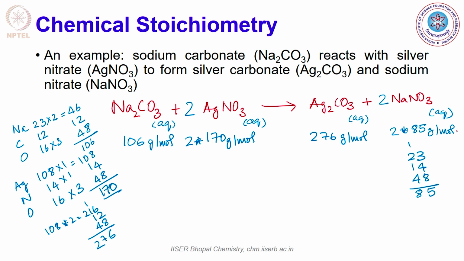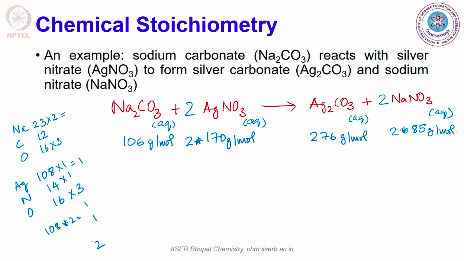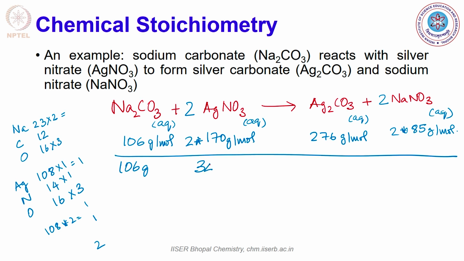Now that we have obtained the molecular weight of all of these constituents of this reaction, let's try to understand how many of what is required. So, 106 grams of sodium carbonate will react with 340 grams of silver nitrate to give 276 grams of silver carbonate and then 170 grams of sodium nitrate. So, basically this is the stoichiometry that we are looking for in such a reaction.